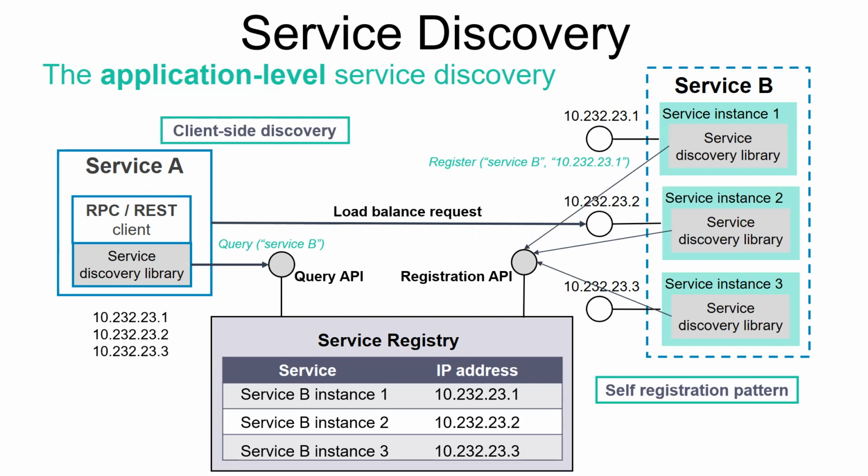The second pattern is the client-side discovery pattern. When a service client wants to invoke a service, it queries the service registry to obtain a list of the service's instances. To improve performance, the client might cache the service instances, and the service client then uses a load balancing algorithm such as round robin or random to select a service instance. It then makes a request to the selected service instance.